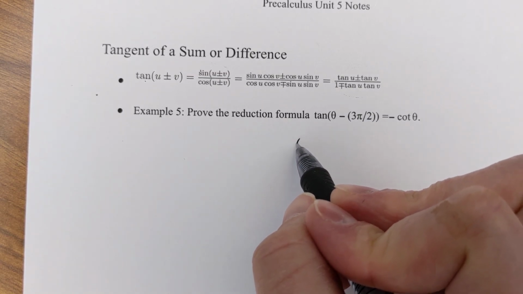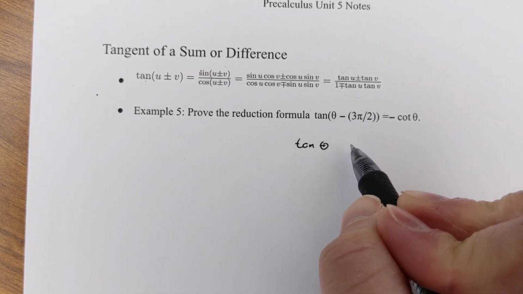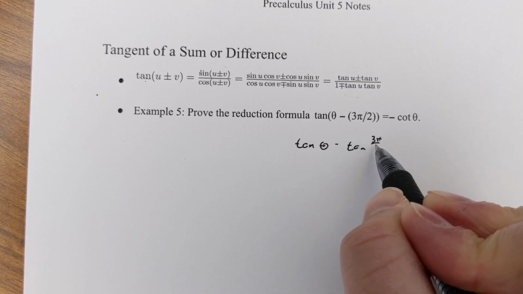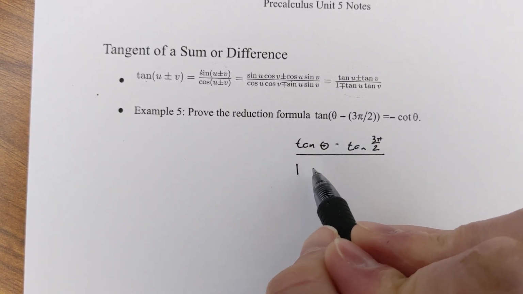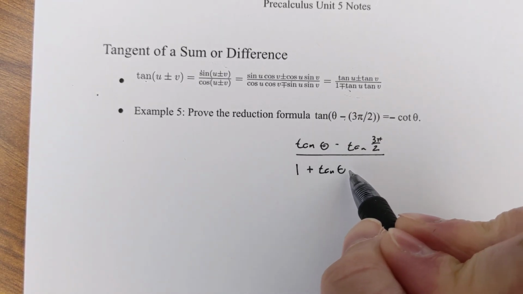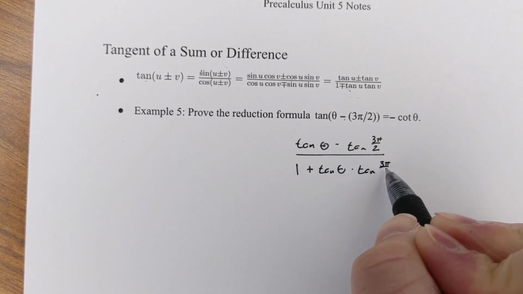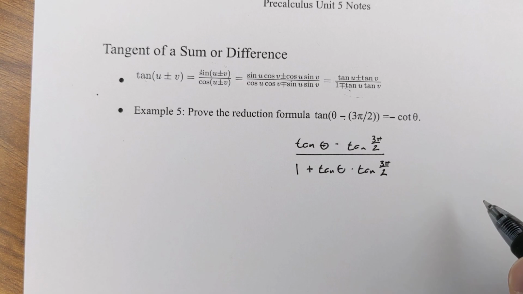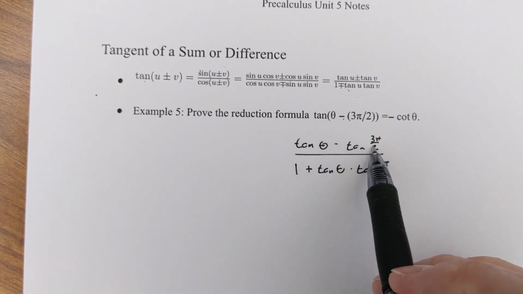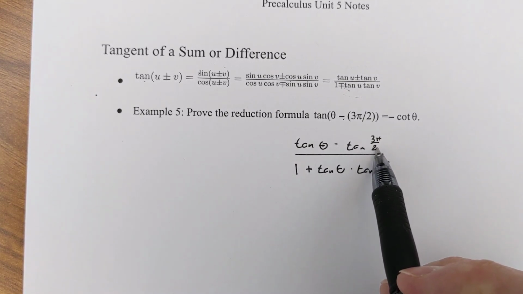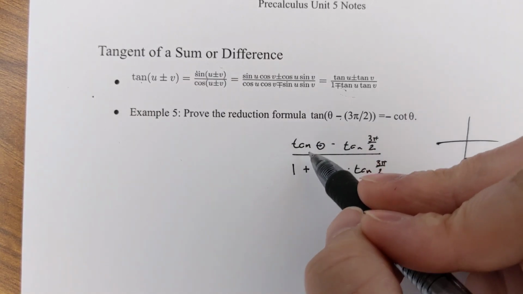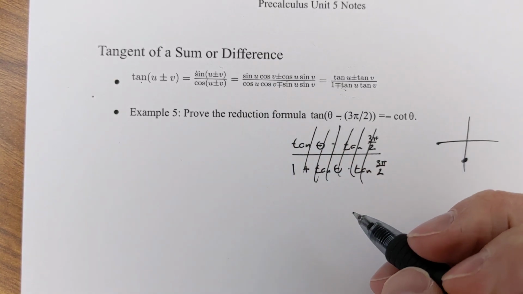So the rule for tangent is tangent of the first. Then, if you notice, it's plus minus, which means just the same thing, tangent of 3 pi over 2, all over 1, and down here's the opposite, so minus plus the tangent of theta times the tangent of 3 pi over 2. So let's see what we can do here. I actually don't think we can use this formula because the tangent of 3 pi over 2 is undefined, so I can't use this formula. I've got to go back a step and do this one.